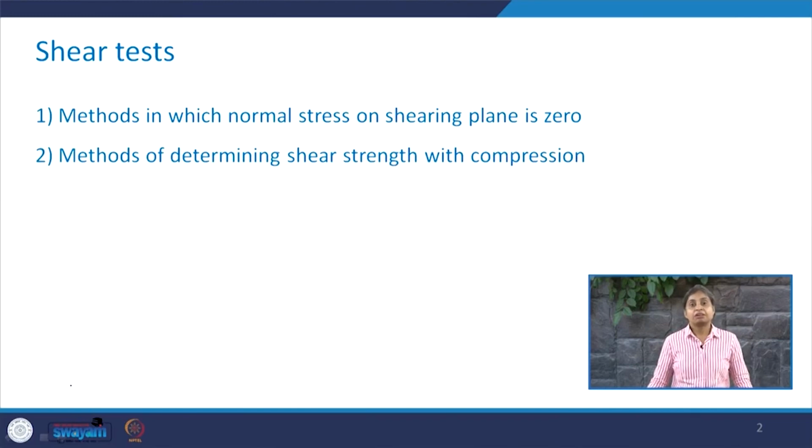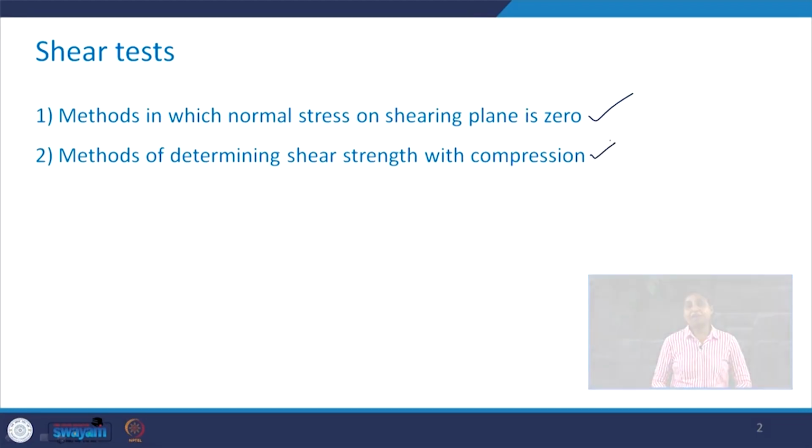In the first category, there are methods which involve zero normal stress on the shearing plane, and the second method or the second category has the shear tests where we are conducting the tests with compression, like we do direct shear test in soil. So, let us first start with the first category, in which you do not have any normal stress on the shearing plane. There are different types of tests.